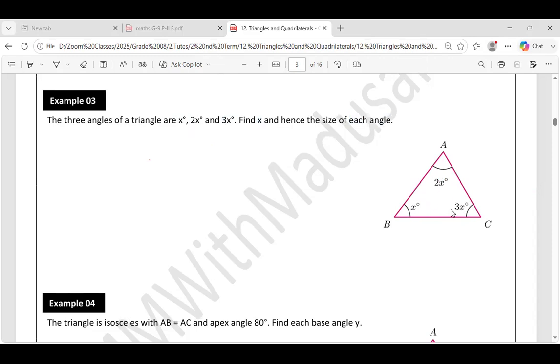What is the value of x? What is the value of 2x? What is the value of 3x? First of all, you need to find the value of x. So how to find the value of x? You have to use the same theory. First angle, second angle, third angle: x, 2x, 3x. x plus 2x plus 3x is equal to 180 degrees.